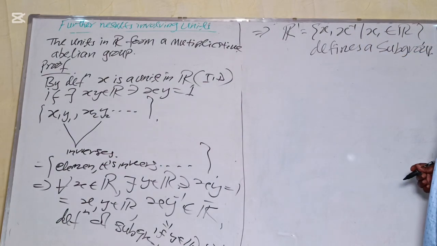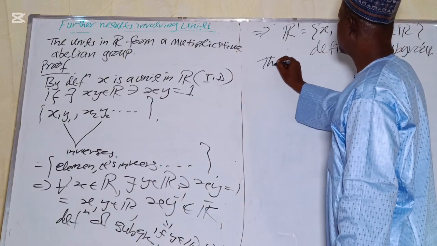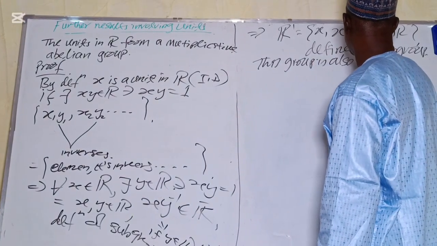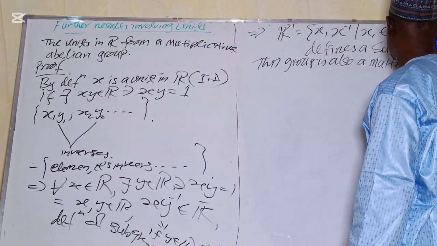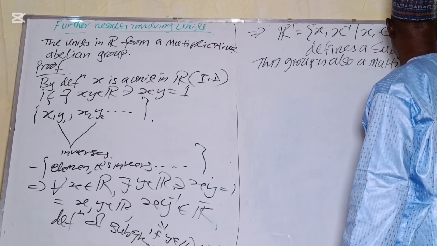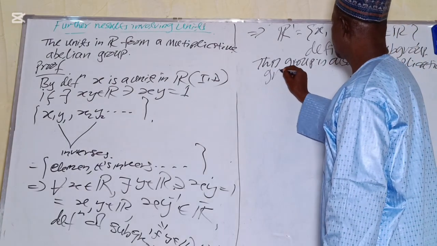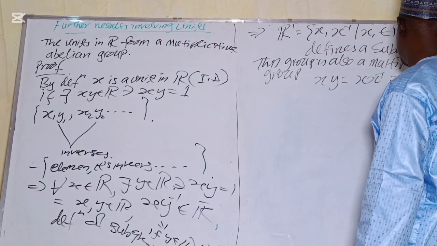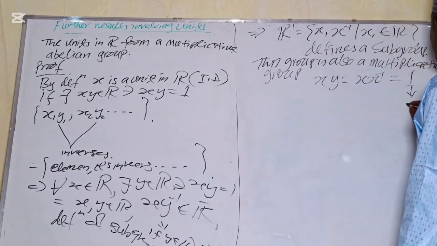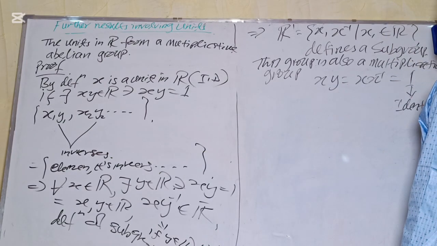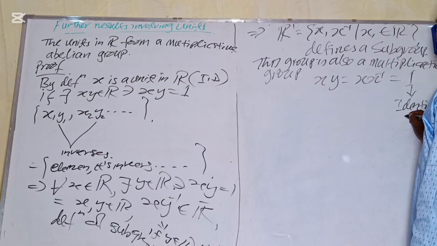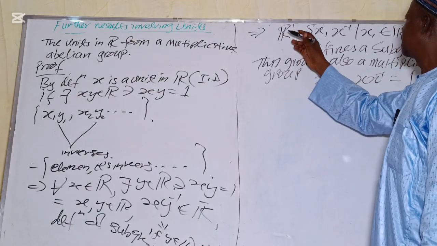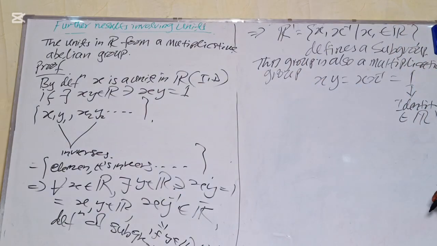Now, this group is also a multiplicative group. Why? Because x, y, which we now write as x x inverse, is equal to 1. So the identity is 1, being the identity element in R dash. So therefore, since the identity of R dash is 1, it means it is multiplicative.